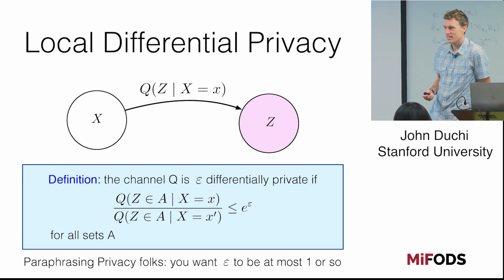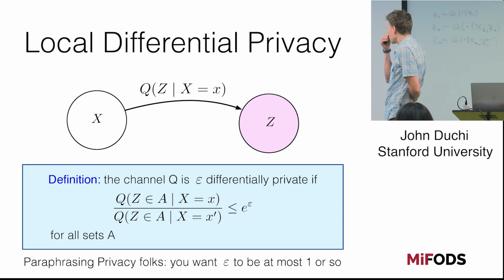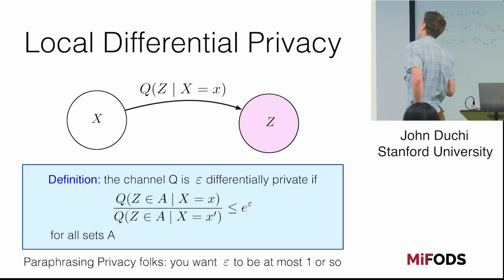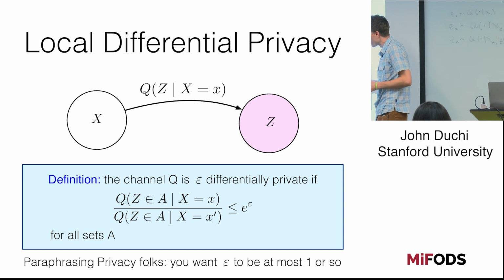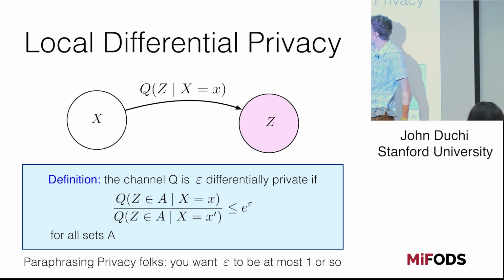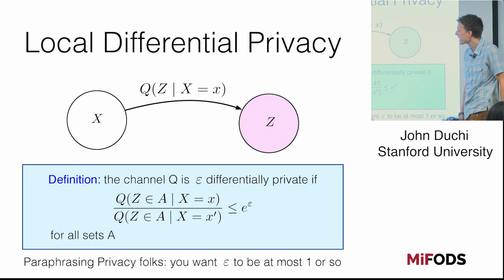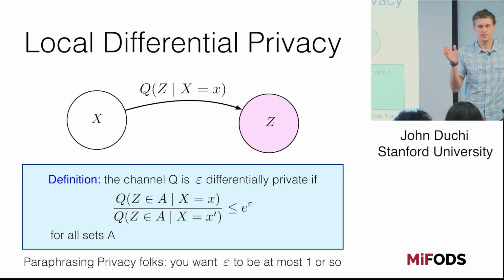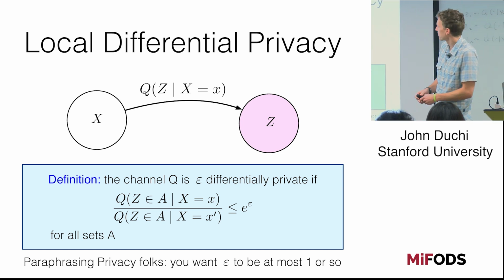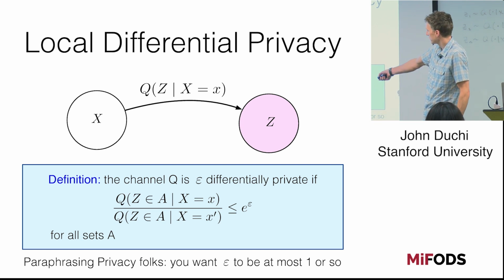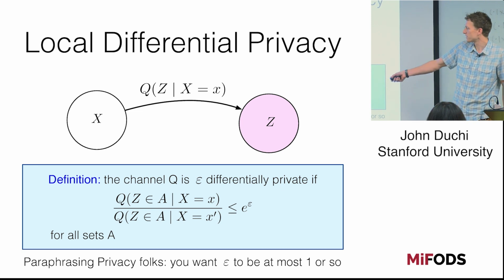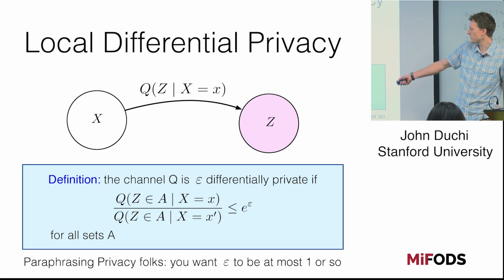All right, so when is it optimal? The model we're going to use now is local differential privacy. As I said, we have x, and it goes through this channel, q of z given x. We're going to say this channel is differentially private if for all sets A and for all possible input data points x or x prime, the probability that the output belongs to set A given x or x prime is less than e to the epsilon.